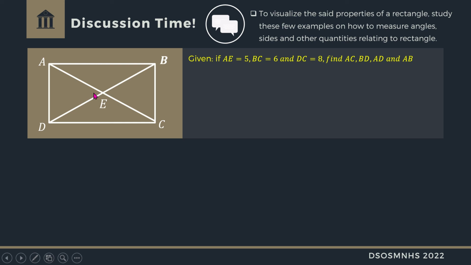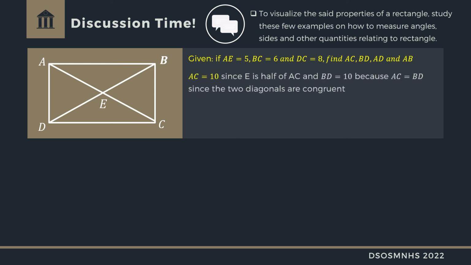Segment AE is 5. Side BC is 6, while side DC, asa man ang DC? Okay. Side DC, ang ubos, is 8. Find AC, which is a diagonal. BD is another diagonal. AD is opposite BC, and AB is opposite DC.